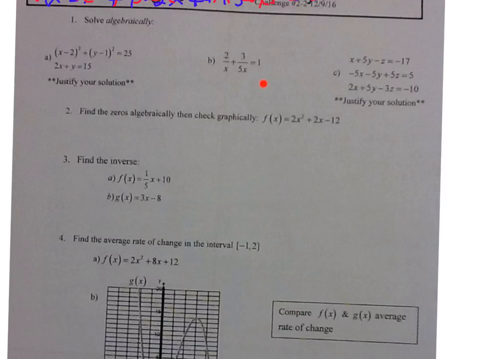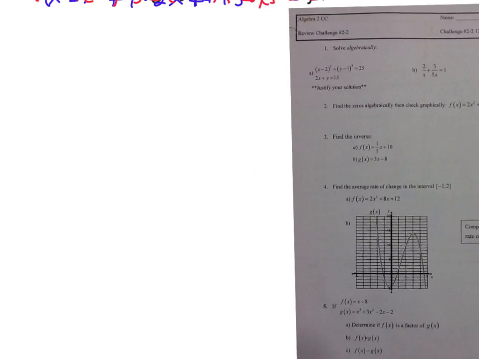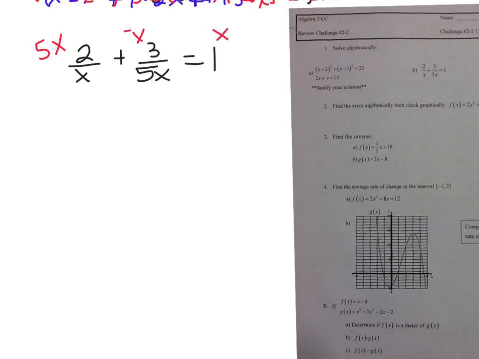Okay, 1B says to solve algebraically, so it's a rational equation. My rational equation is 2 over x plus 3 over 5x is equal to 1. Remember, the goal is to eliminate the denominators. If I multiply everything by x, that'll take care of the x in the denominator for both this one here and this one. But then I'll be left with the 5. That means you have to multiply everything by 5 also. So I'm multiplying by 5x.